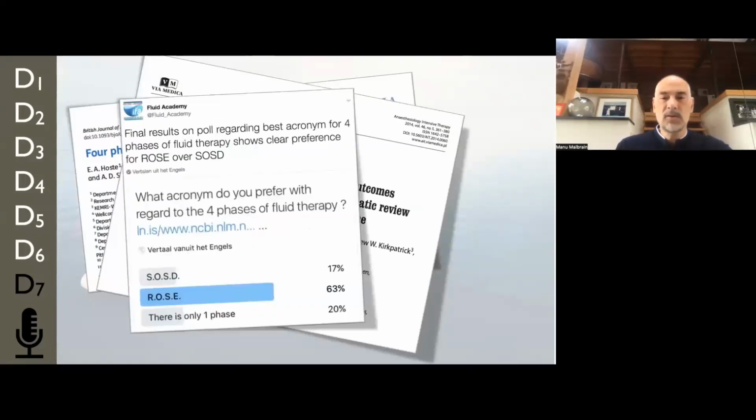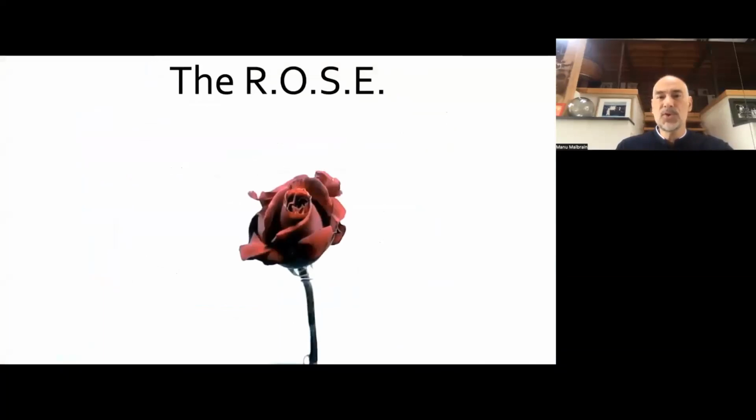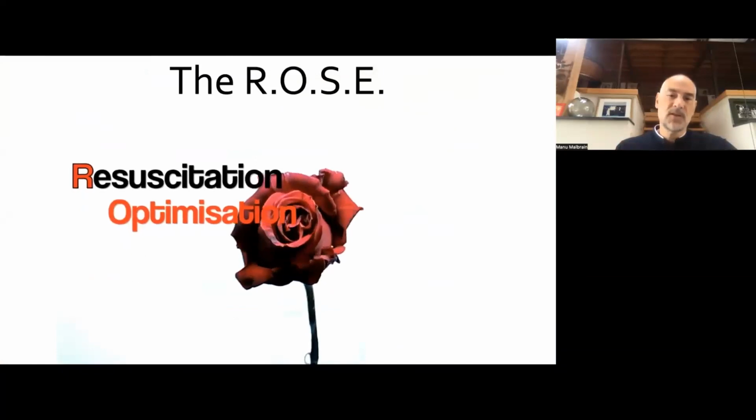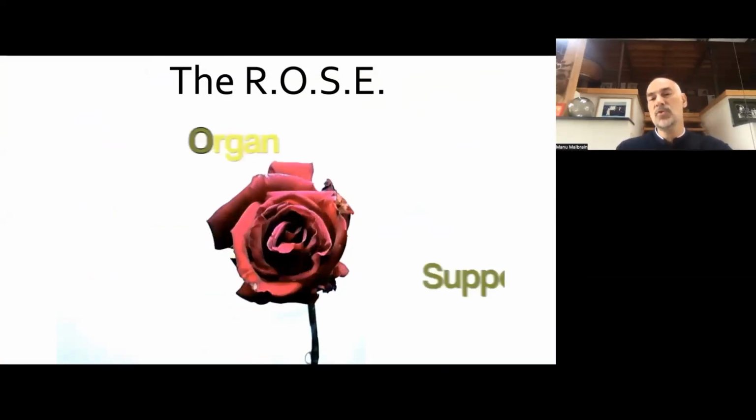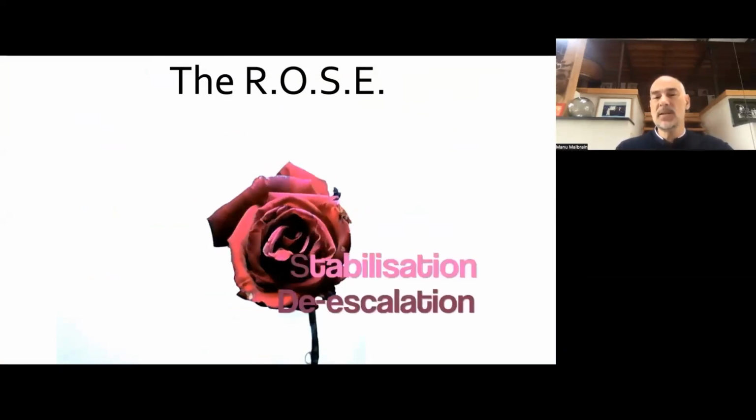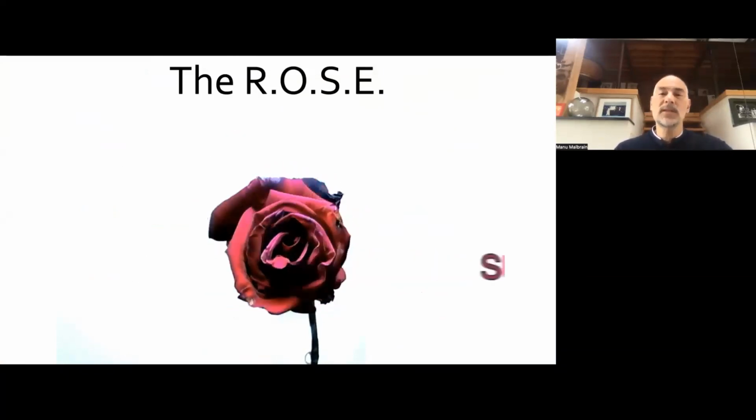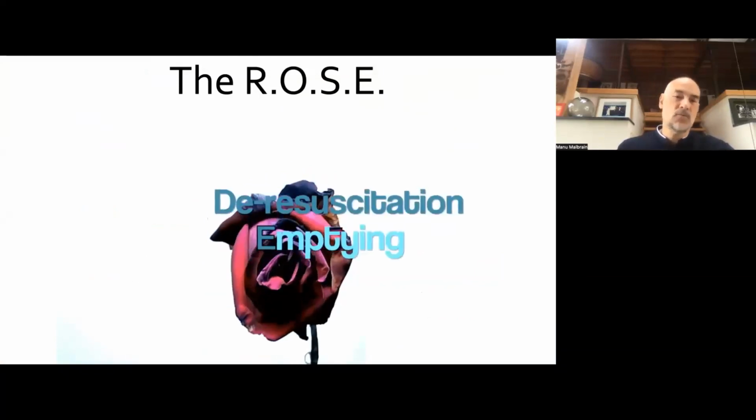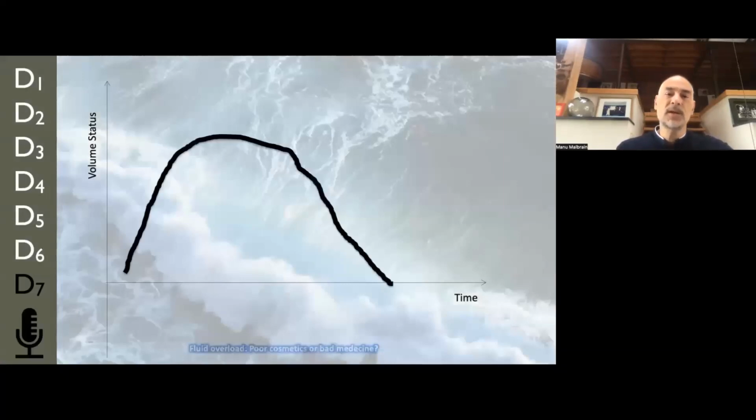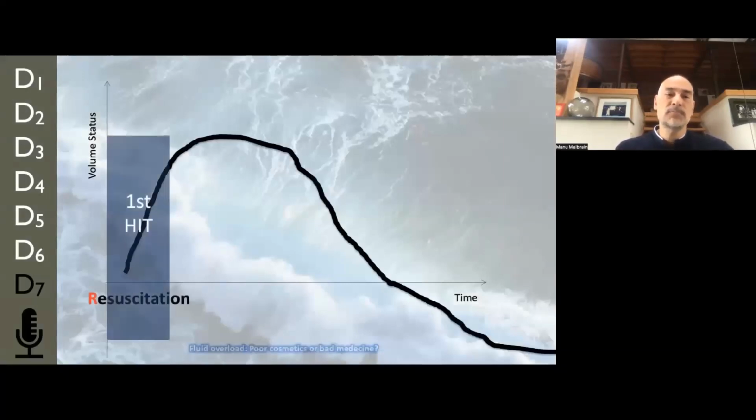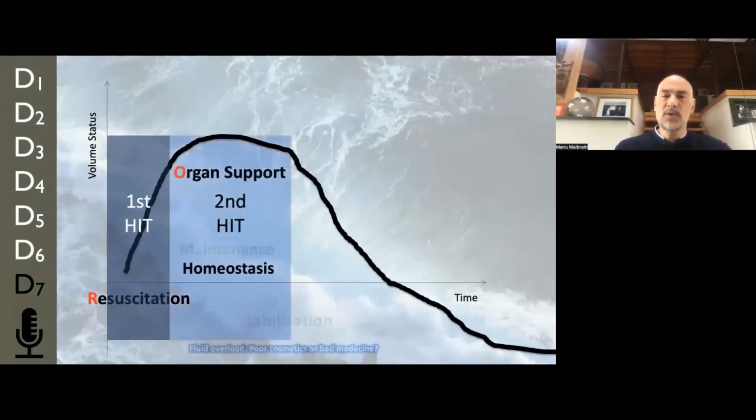If you would ask Twitter, there's a clear preference for the ROSE acronym. So let's take a rose. You give water, which is fluid resuscitation, is the blossoming of the rose, resuscitation, optimization of organ function, organ support, stabilization of the organs, and then at some point, de-escalation and evacuation of the excess fluids. Hence the ROSE acronym. If you plot this on the timeline and on the y-axis, the fluid balance after the first hit, whether it's sepsis, trauma, burns, pancreatitis, fluids are life-saving, fluid balance must be positive.